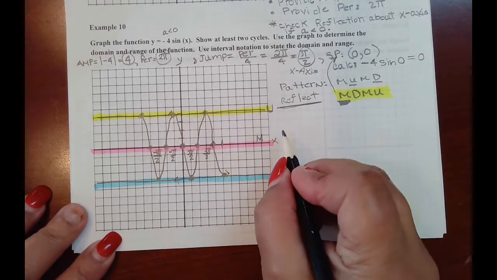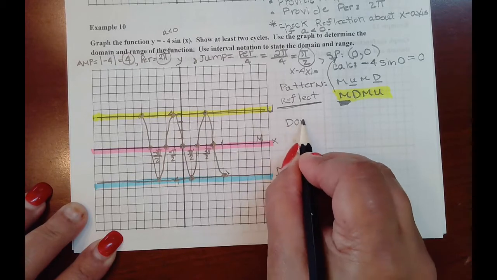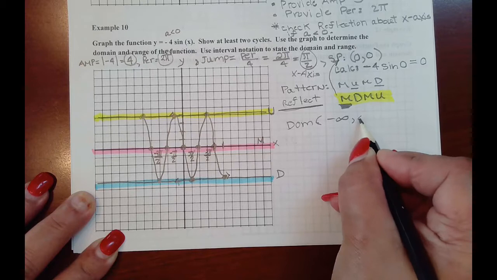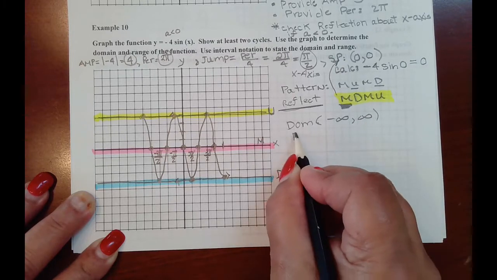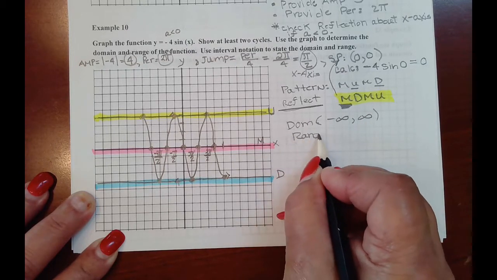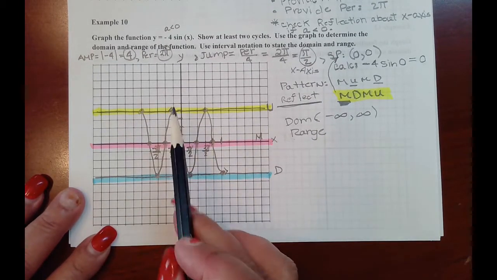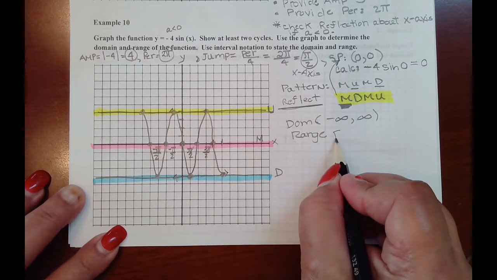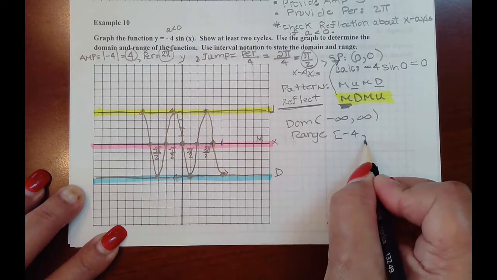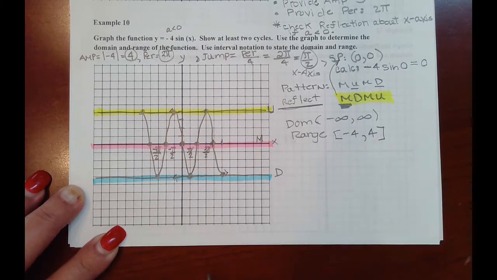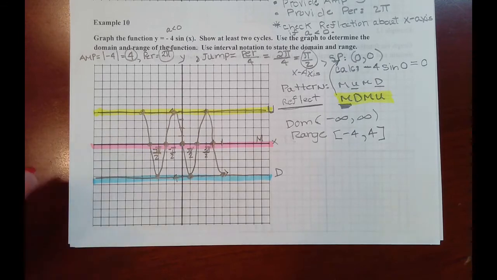With respect to domain and range, this is the domain. Negative infinity to infinity. This is the range. Look at how high and how low it goes. You're giving these in interval notation. It goes as high as 4 and as low as -4. And it actually has points right on those numbers. Okay, that's also known as your max and your min.